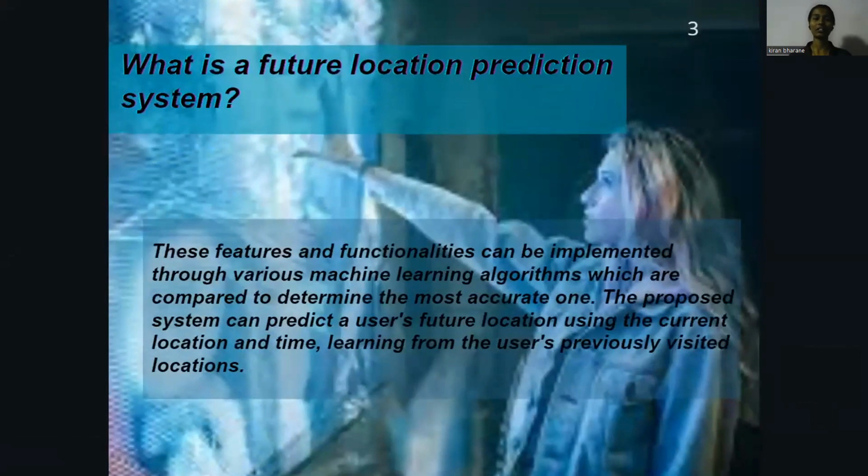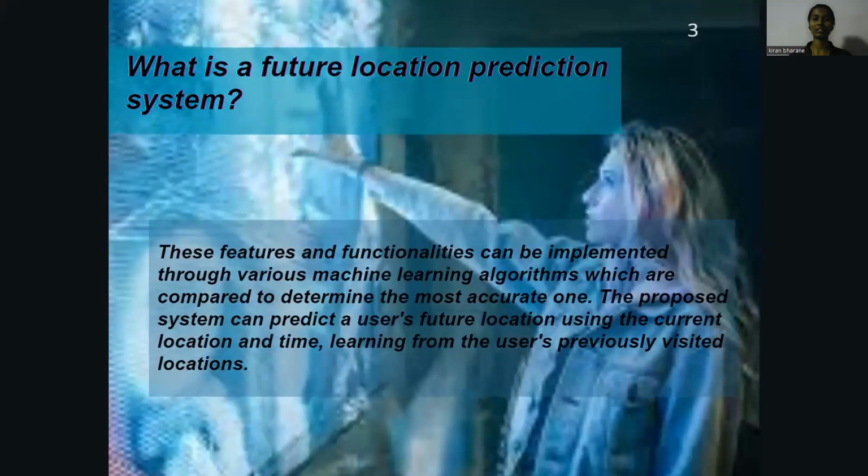Okay, let's see what is the future location prediction system. Actually, if we say normally what is a future location prediction system in machine learning, then the answer is we predict the user's future location using the current location and time, and also where he previously visited.